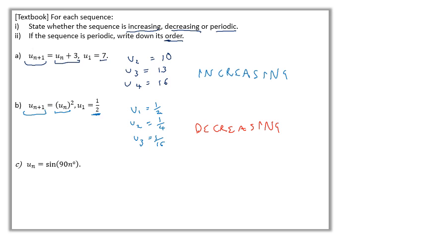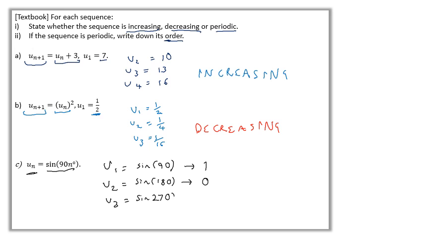Now finally, this time we've not got a recurrence relation, we've just got u of n is sine 90n. So to work out u of 1, we just substitute this in, which therefore gives sine 90, and sine 90 is 1. u2 would be sine 180, which is 0. u3 would be sine 270, which is -1, and u4 would be sine 360, which is 0. u5 is sine 450, which is back to 1.